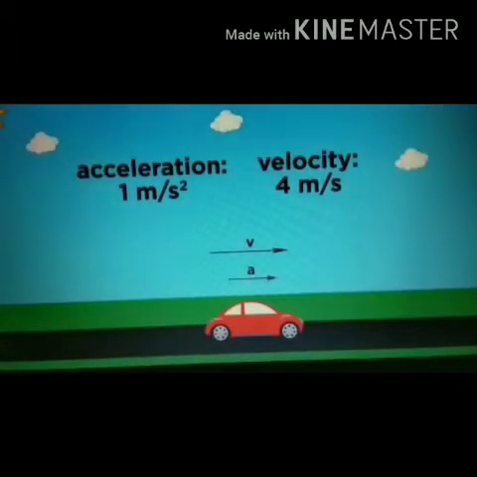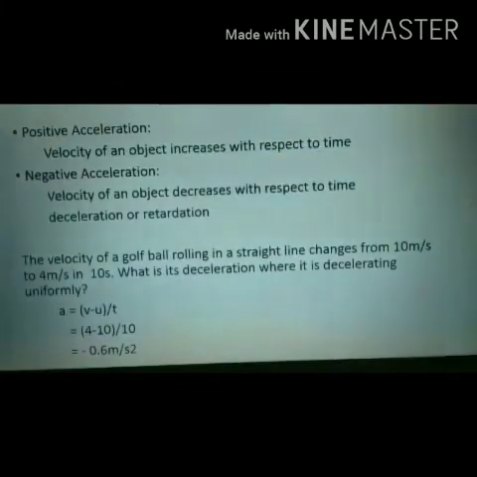And this is a picture which shows a car moving with an acceleration of 1 meter per second square with a velocity of 4 meter per second. Now, you just think and say whether if there is no change in velocity, will there be any acceleration or not? When there is no change in velocity, will there be any change in acceleration or not? Yes, without change in velocity, there won't be any acceleration. Here, V refers to velocity and A refers to acceleration.